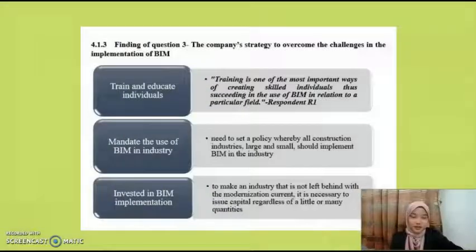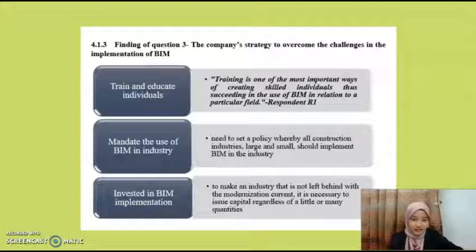For the company's strategy to overcome the challenges in the implementation of BIM, first, train and educate individuals. All respondents agree that the solution that needs to be taken to overcome the issue of BIM implementation is to provide workshops to learn and train individuals in the use of new technologies such as BIM. Second, mandate the use of BIM in industry.